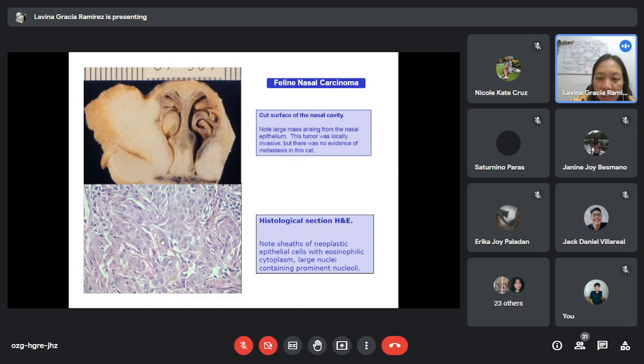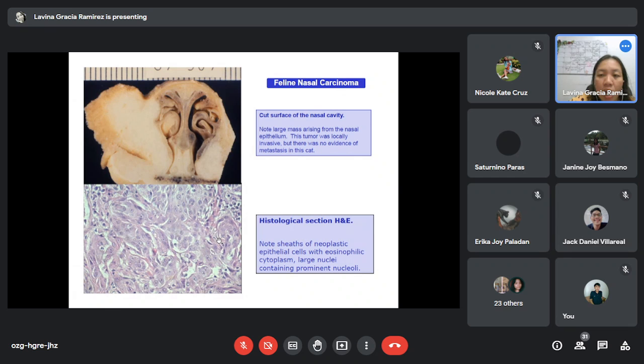Okay, this some of the eosinophils, ayun, yung mga eosinophils na yan, yung mga pinkish na yan, have large nuclei containing prominent nucleoli. So, nakikita nyo yung yan. Ito kasi hindi masyado makita, maliit. Okay, so yan, yung may organizations na yan. Some are fibrous connective tissue. Okay, so this is the feline nasal carcinoma.